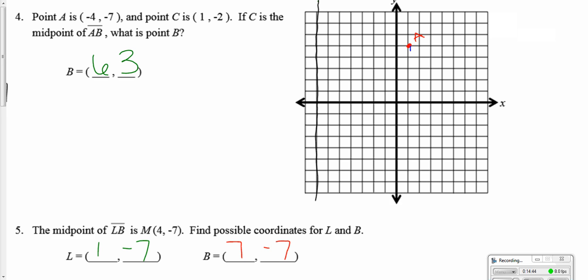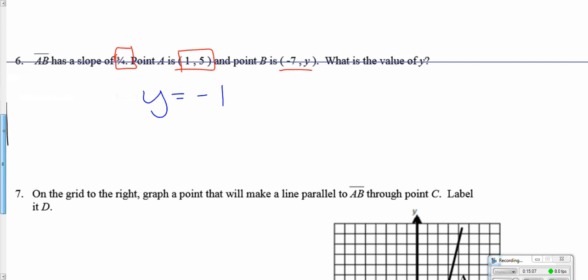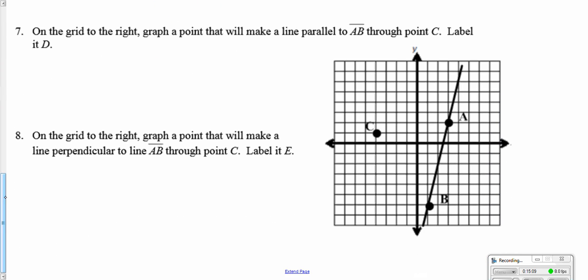Down 3 over 4. There's the next point I get to, but I'm not at -7 yet, so I need to do it again. Down 3 over 4. Now I have my x value of -7, my y value is -1, so I get y equals -1. There's my work.